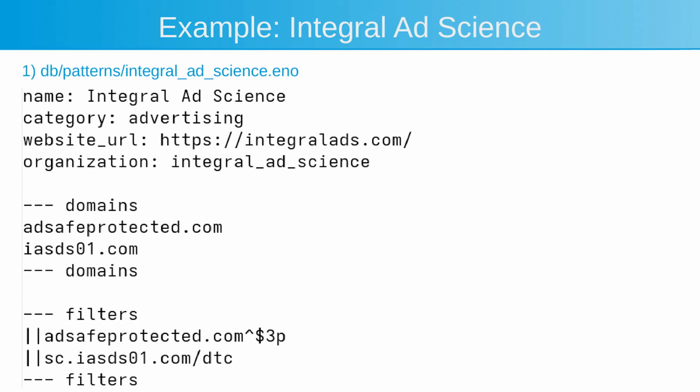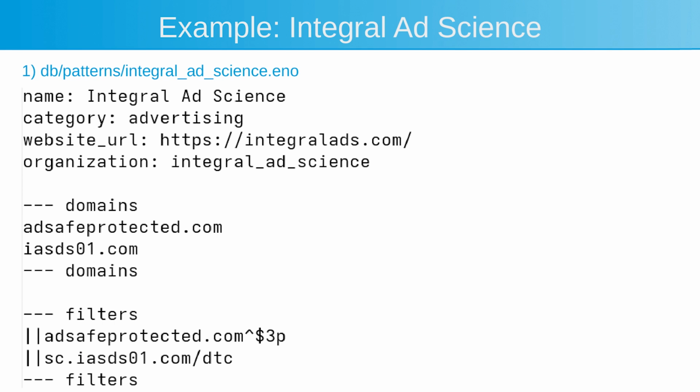So if you look at an example, I took here again this Integral Ad Science. This is now data from the TrackerDB repository, and you just get an impression of how this looks. It's a direct mapping that you see. The pattern here has this name, Integral Ad Science. It has the category, information about the website, the reference to the organization, and then it has information about how to map the network requests.